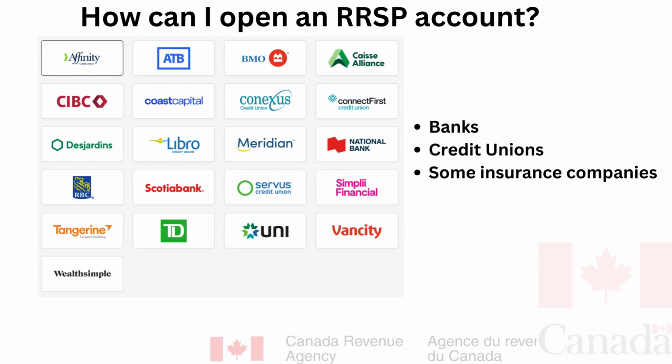So you're probably asking yourself, how can I open an RRSP account? Generally, any bank, credit union, and even insurance companies allow you to do that. You can pretty well just go into Google and type in RRSP account, and you can find lots of sources. I just took a quick snapshot of a bunch of banks that do that. I know there's insurance companies like Sun Life that do that. There's a whole pile of them.